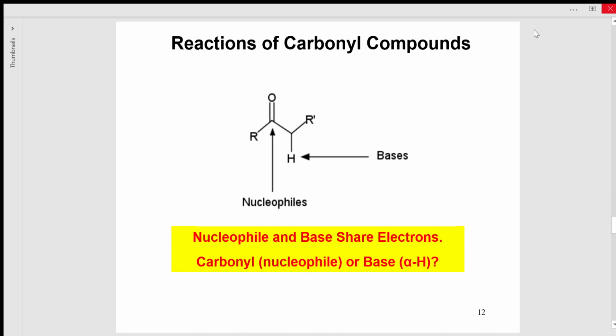And I want to review more about carbonyl compounds. Again, I hope this quick review helps you refresh most of the reactions we learned. For carbonyl compounds, we need to pay attention to this carbonyl carbon because it bears a positive charge. We also need to pay attention to this alpha position. Alpha hydrogen has some acidity. It can react with the bases.